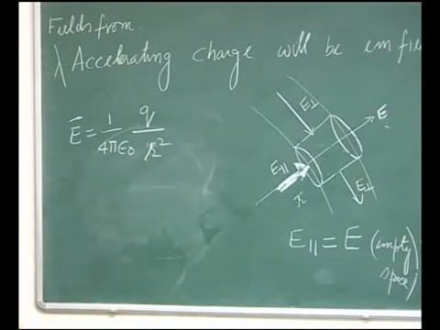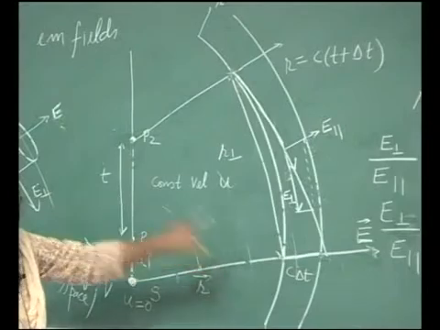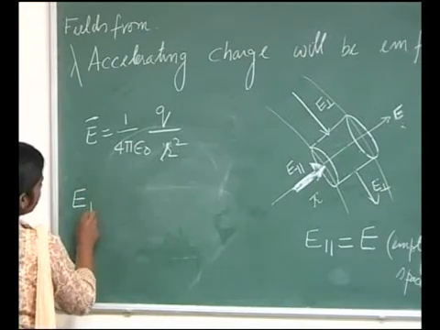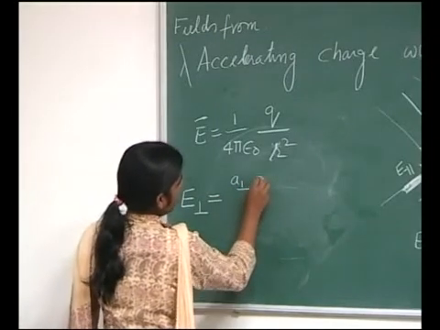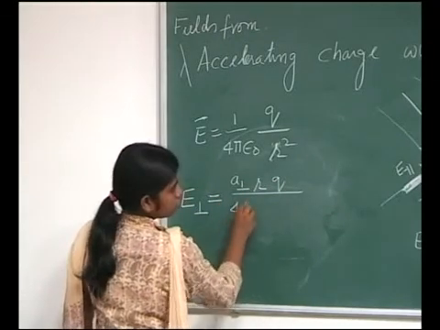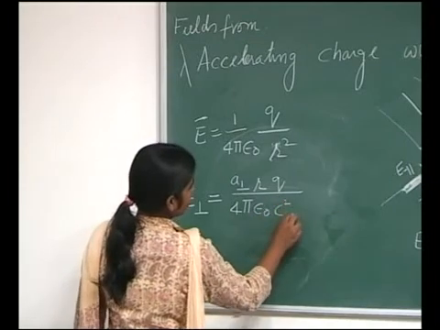This is the formula, we all know this. So, I substitute that there. This is due to a stationary charge. This field is coming out of a stationary charge at a distance r, and I know this from Coulomb's law. There is nothing new about this. So, the moment I substitute this there, I get E perpendicular is equal to A perpendicular r q divided by 4 pi epsilon 0 c square r square.